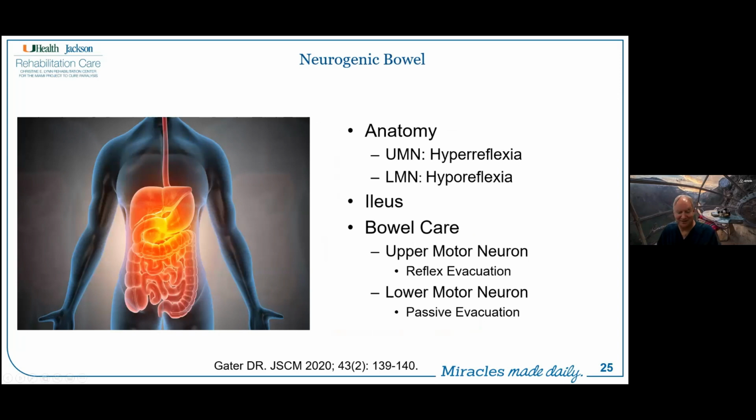Neurogenic bowel is another major issue that we have to consider as we're looking at our folks with spinal cord injury. Like the neurogenic bladder, you can have either an upper motor neuron that is hyperreflexic bowel or a lower motor neuron, hyporeflexic bowel. The first one is going to have typically a tight sphincter, and the lower motor neuron is going to have a completely flaccid sphincter. So we've got to manage these two things differently.